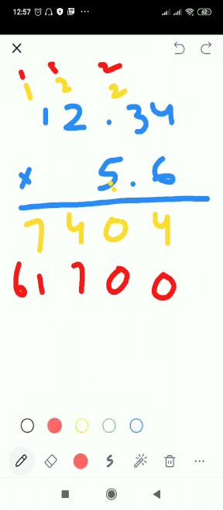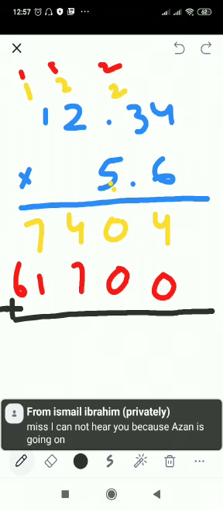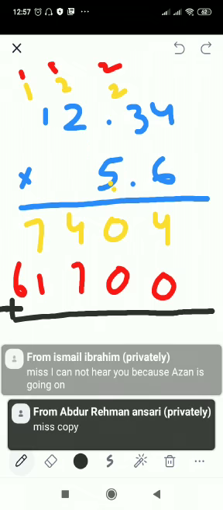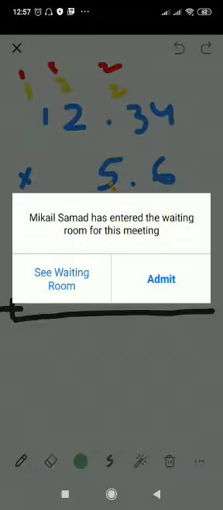Now we are going to add them, right? We are going to multiply them like we multiply the whole numbers. All right, and then the whole method will be the same. Ignore the decimal number for now. We are just going to add them, and then we are going to find out where we are going to put the decimal.